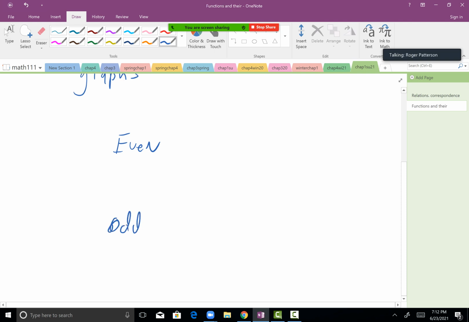Okay. So the text defines an even function as this. It says a function is even if f of negative x is the same as f of x. So what exactly does that mean? Well, it means that it doesn't matter whether you put a positive number or a negative number into the function. You're going to get the same thing. So the first thing that comes to mind might be absolute value.